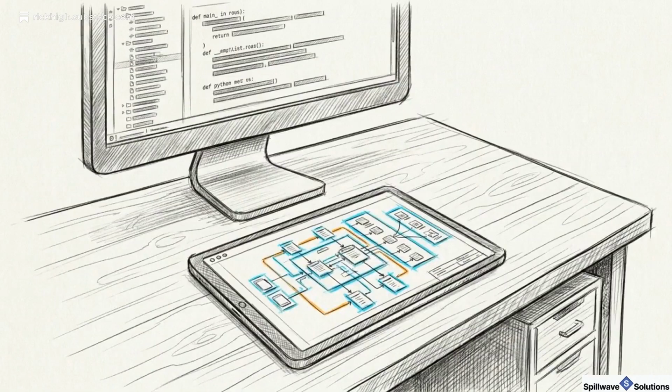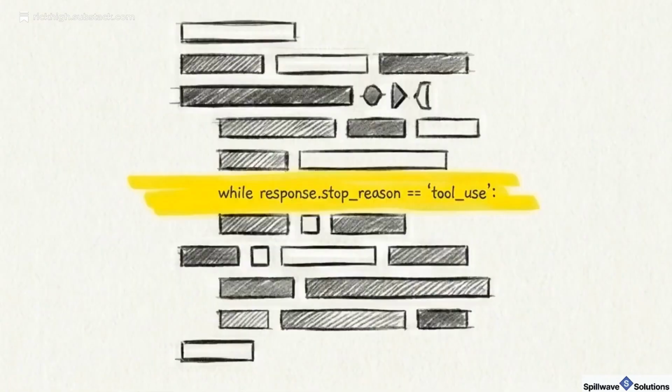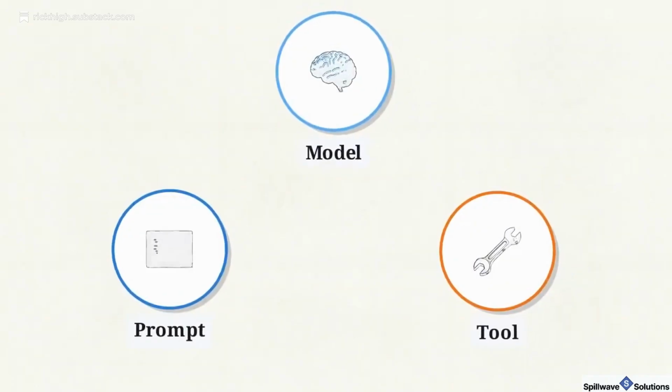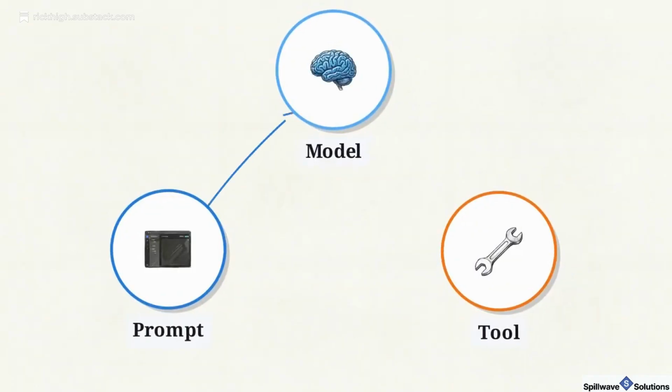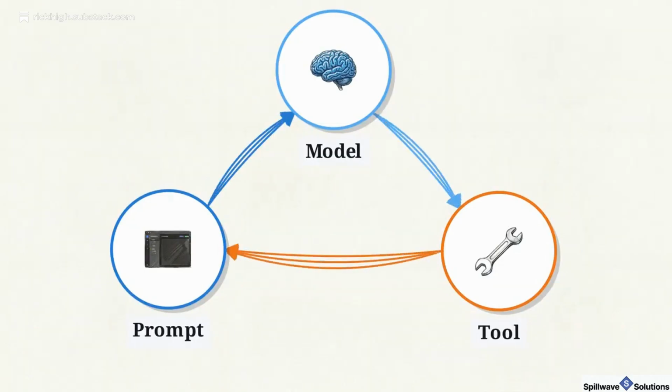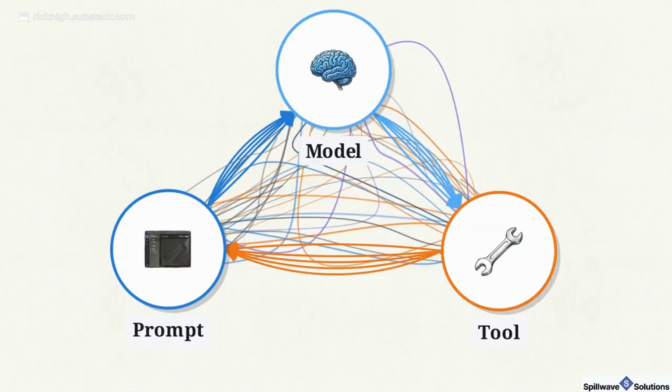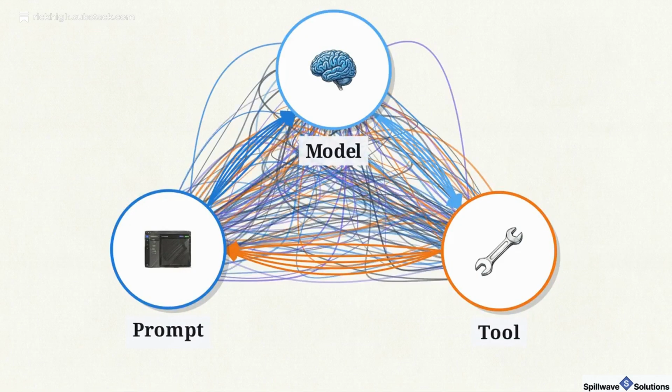If you've built an AI application that actually does something, you know the drill. You have almost certainly written this specific line of code, a while response.stop_reason equals tool_use loop, more times than you can count. The routine is exactly the same. You call the model, it asks to use a tool, you run that tool, stuff the result back into the prompt, and fire off another request, constantly guessing when the model is finally satisfied enough to stop asking.